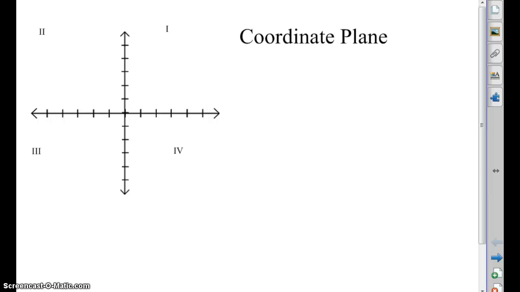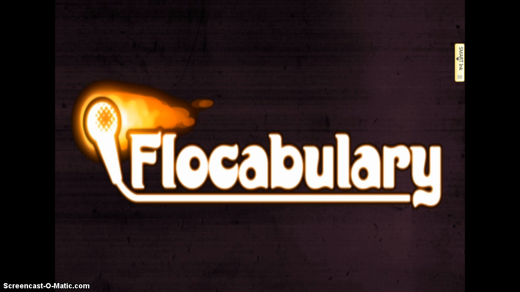Welcome back, mathematicians. We are moving on to our next unit in math called coordinate planes. We will use the knowledge we learned in Unit 3 about rational numbers to help us with this next unit. Coordinate planes are the intersection of two number lines that create a grid and help us to locate points in space. To help give us a preview of what coordinate planes are, we're going to listen to a FloCab song.